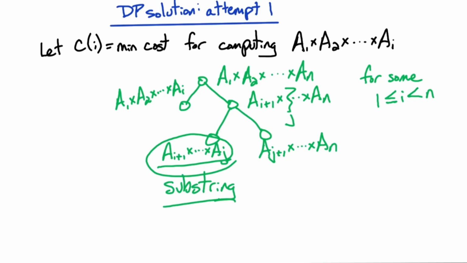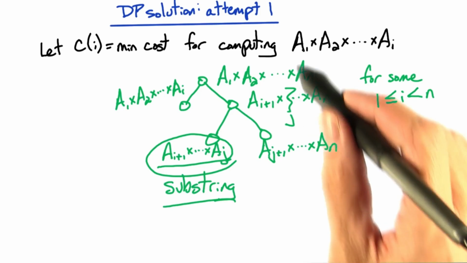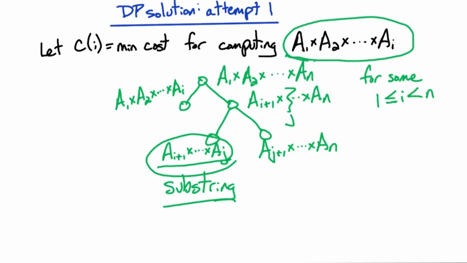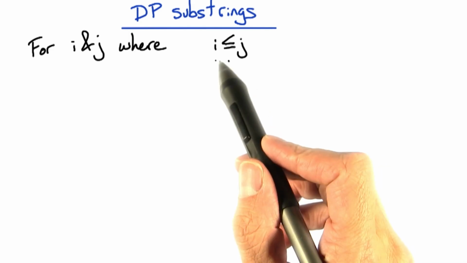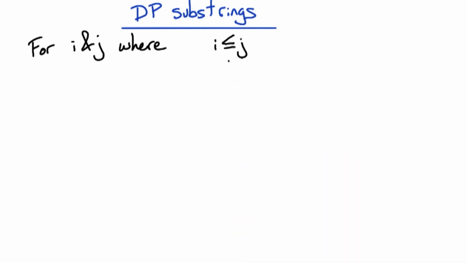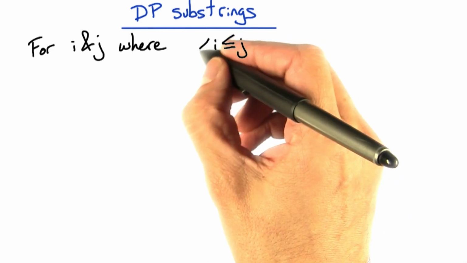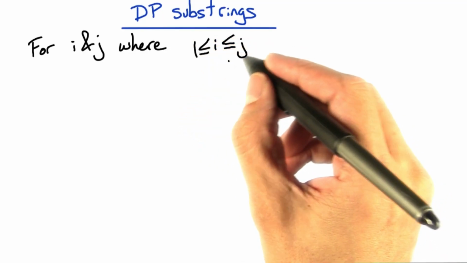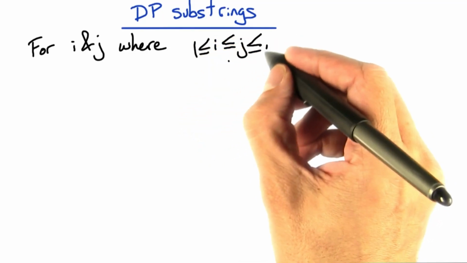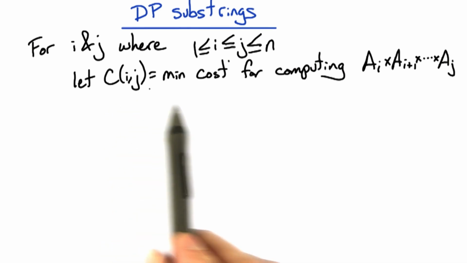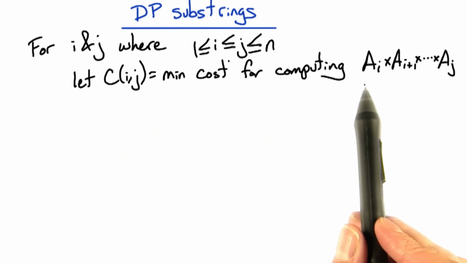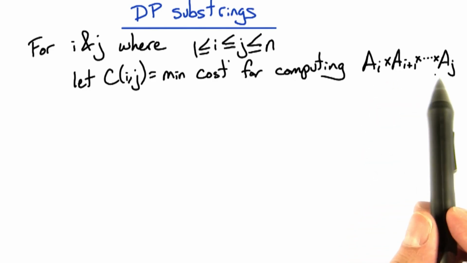So we're going to have to go back and revise our subproblem definition so that we don't consider prefixes. We're going to look at substrings. There's going to be two parameters, i and j. i is going to be the start of the substring, j is going to be the end of the substring. So i is between 1 and j, and j is between i and n. And then we're going to define our subproblem as C_ij, the minimum cost for computing the product of the matrices A_i through A_j.